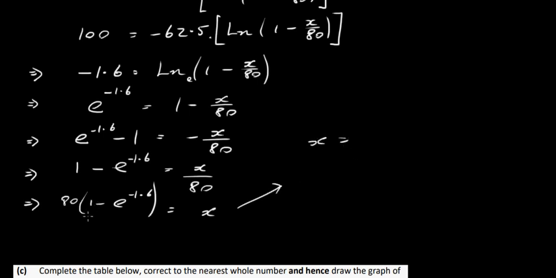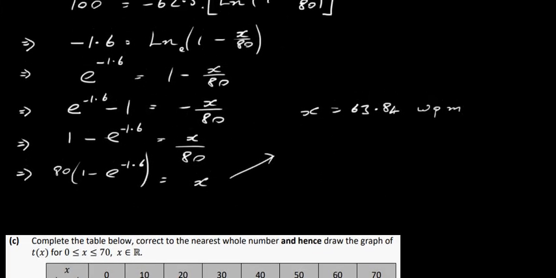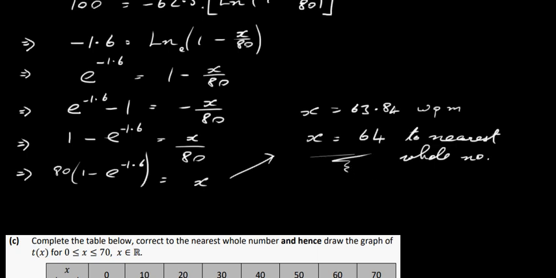Then this is all numbers here. I can just stick into my calculator, and I get 63.84. Now, that's words per minute, by the way. So what we were asked, give your answer correct to the nearest whole number. So to the nearest whole number, x is going to be equal to 64 to the nearest whole number. And that's it. This is our answer here, if you like.